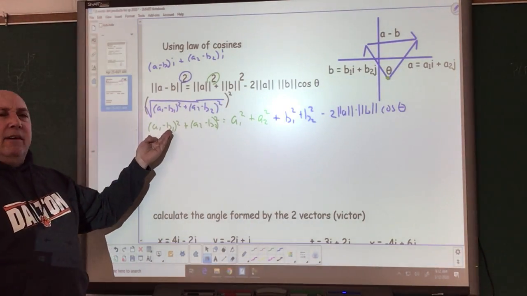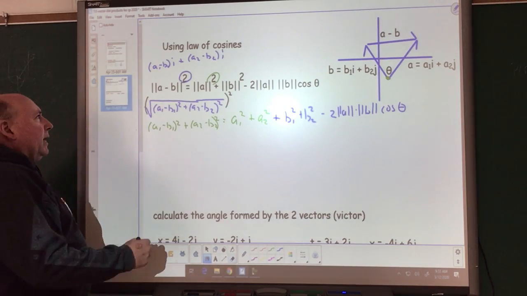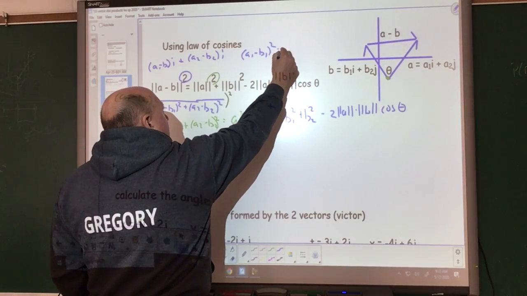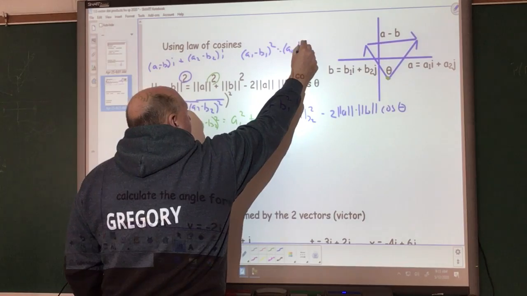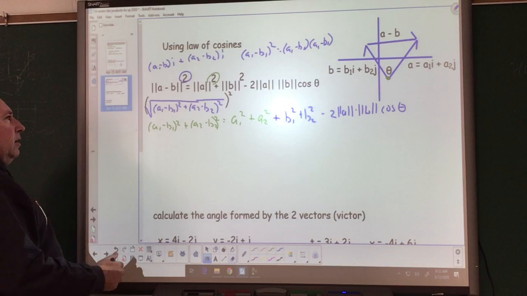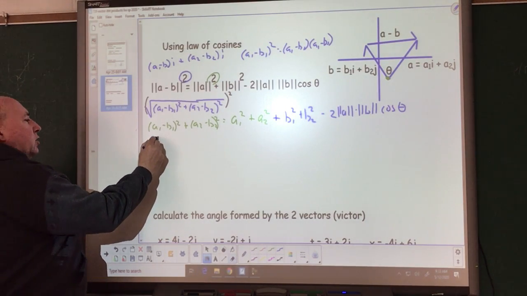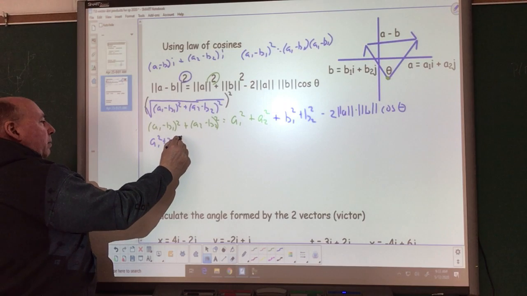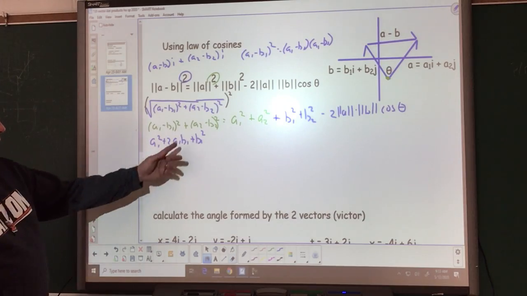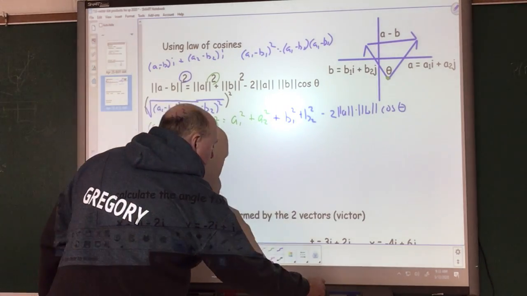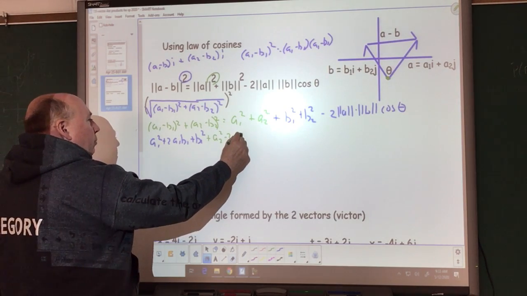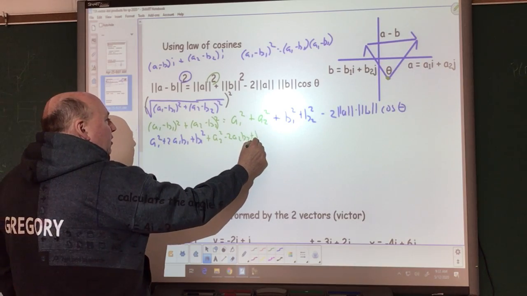Well, what we have here is a FOIL mentality. We have A1 minus B1 quantity squared, which is A1 minus B1, A1 minus B1. So we are FOILing this out. When we FOIL this out, we get A1 squared minus 2 A1 B1 plus B1 squared. And if I FOIL this one out, we're left with A2 squared minus 2 A2 B2 plus B2 squared.